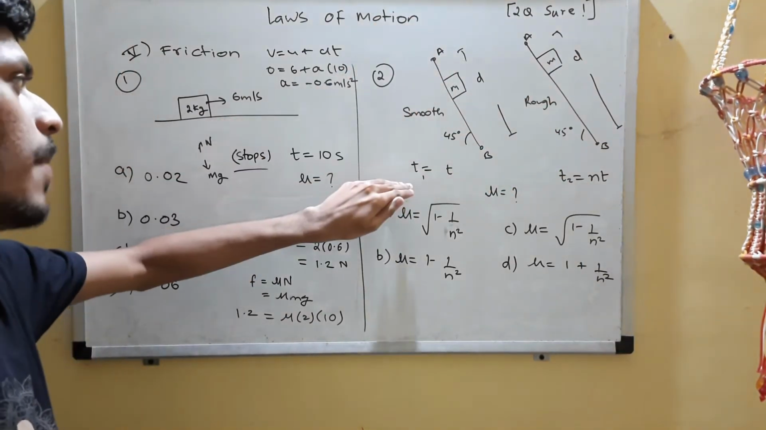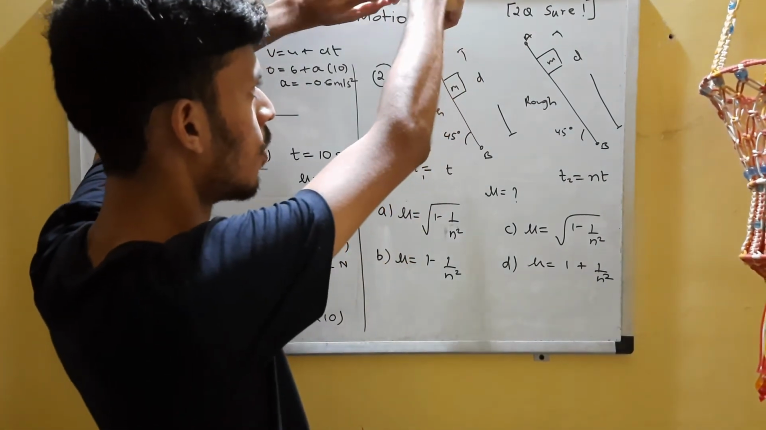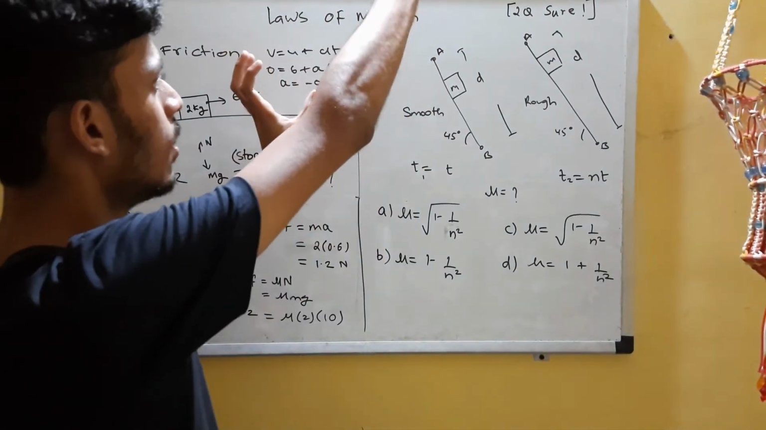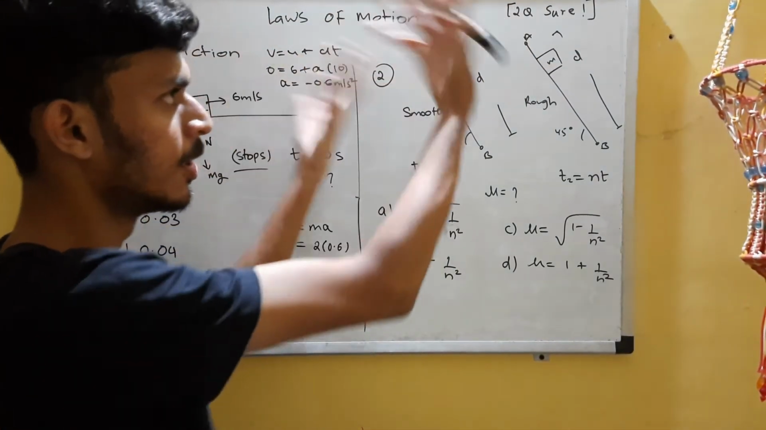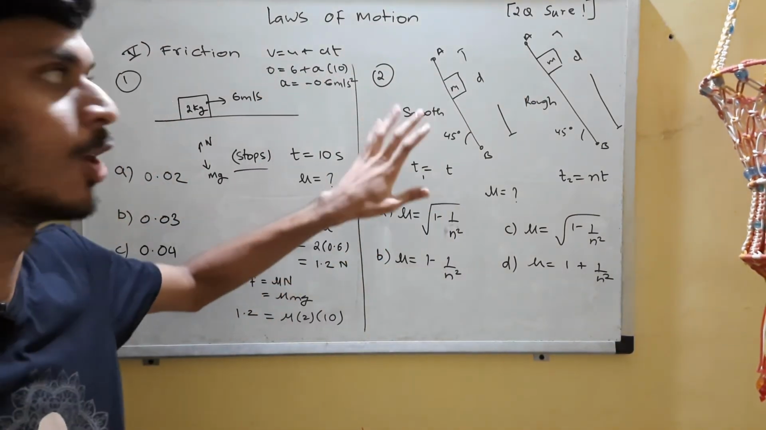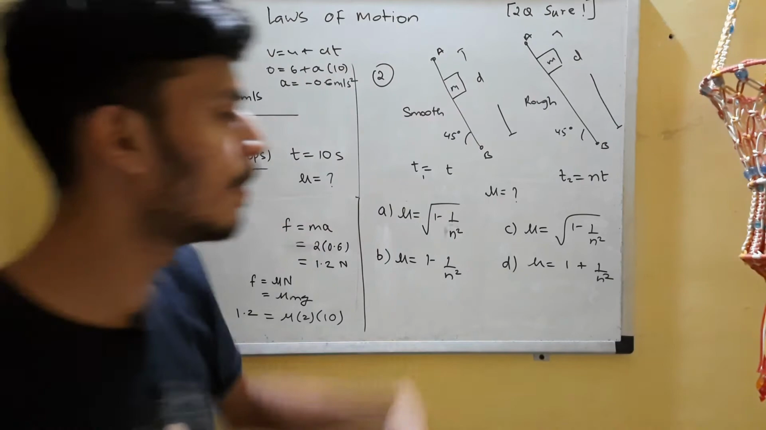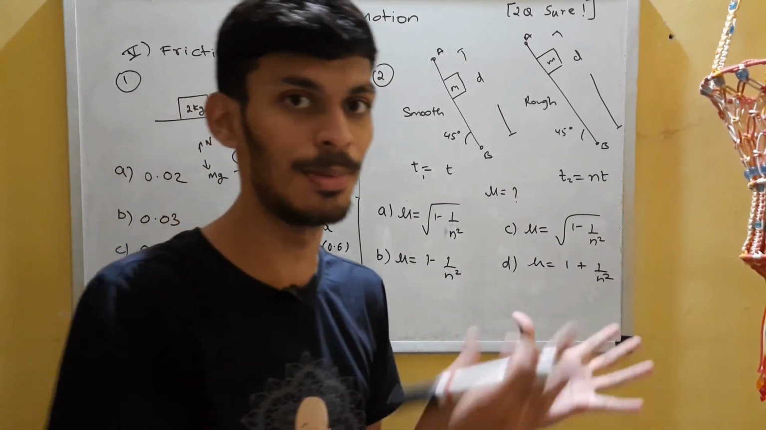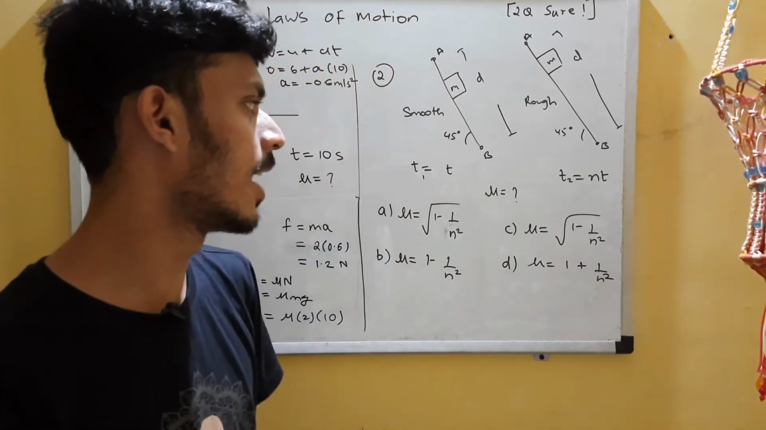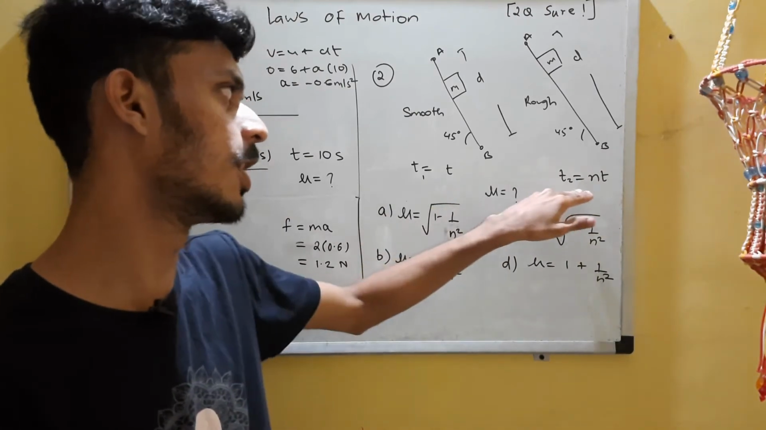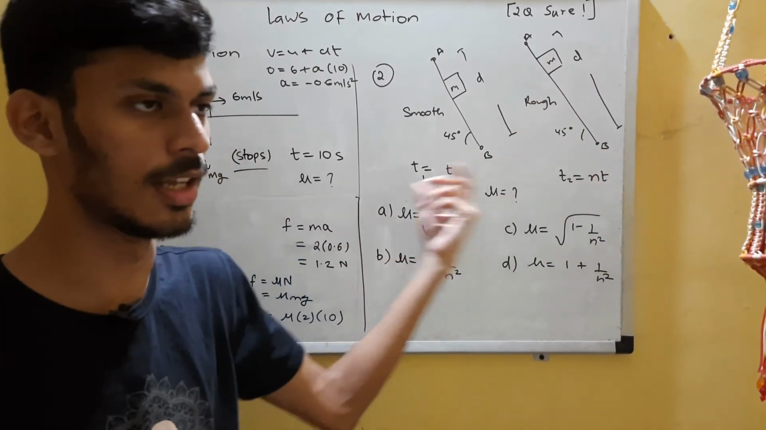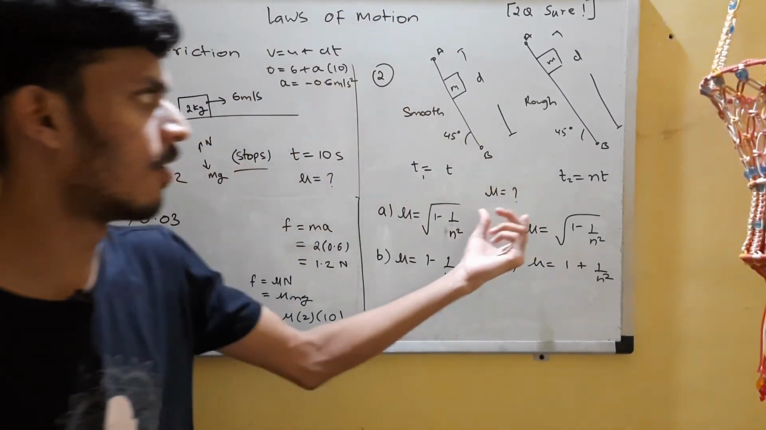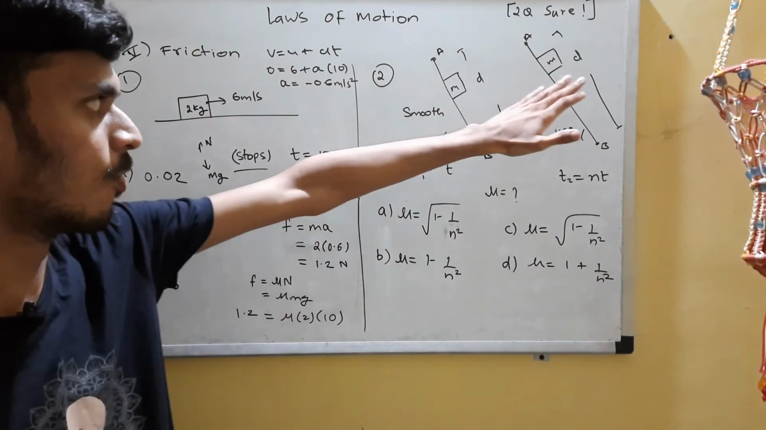So on the smooth one, the time taken for a block of mass m to go from point A to point B, initially at point A it begins at rest, okay? So the time taken in going from point A to point B is t on inclined plane number 1, okay? And the time taken for the same block of mass m to go from point A to point B on inclined plane 2, which is rough, that time is n times this t, okay? So t2, the time taken on this one, is n times t. So you are supposed to find the coefficient of friction in this case, mu over here, okay?